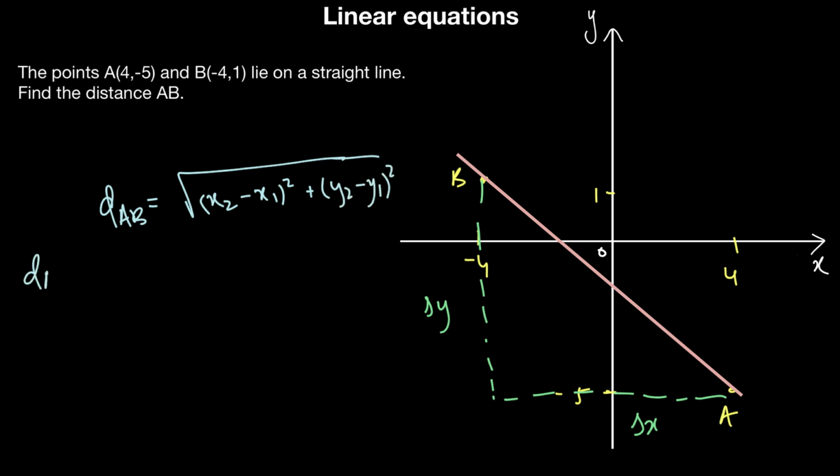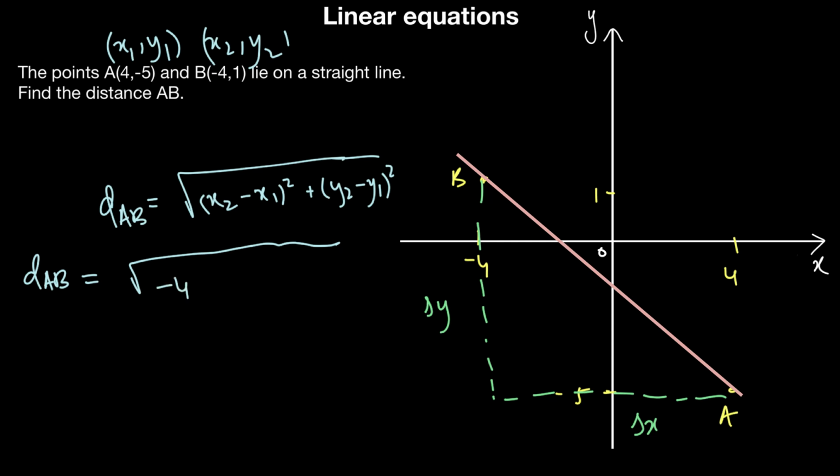So therefore, the distance between A and B can be equal to the square root of, and now let's take A as x1 comma y1 and B as x2 comma y2. So x2 is minus 4 and x1 is 4, so minus 4 minus 4, the whole thing squared, plus y2, which is 1 minus 5, the whole thing squared.